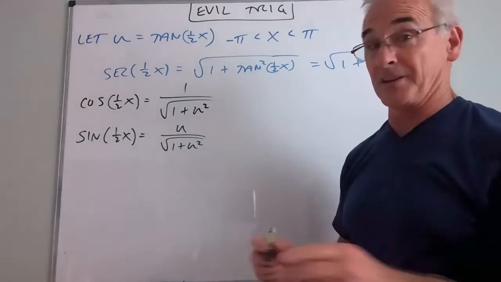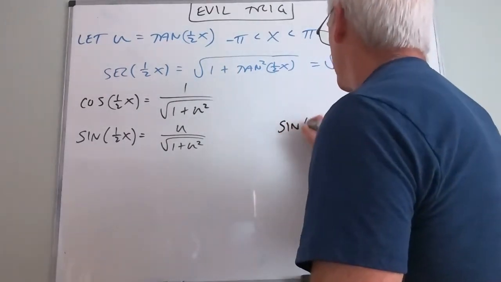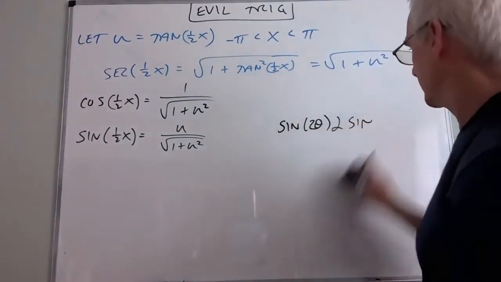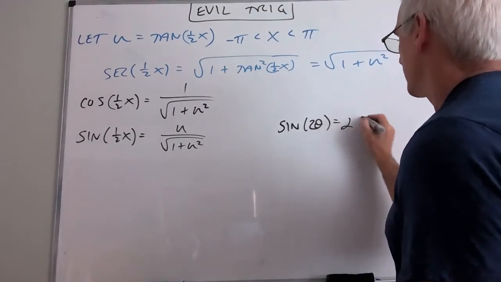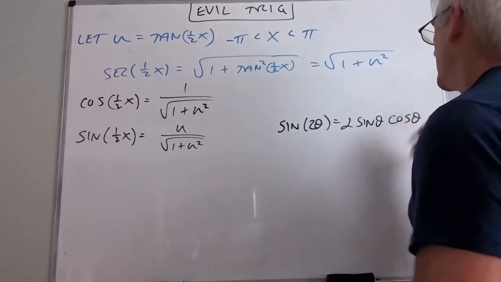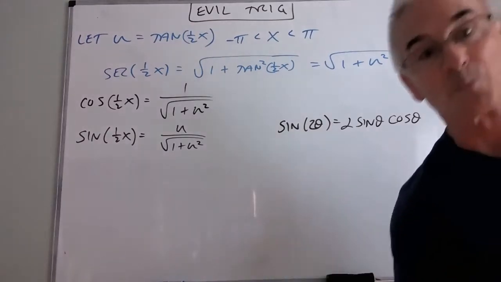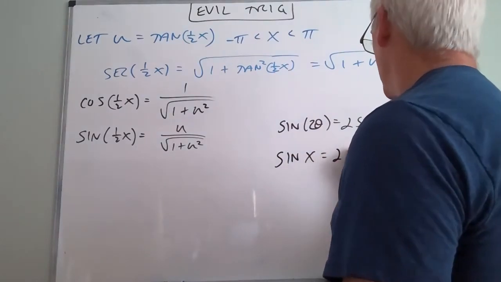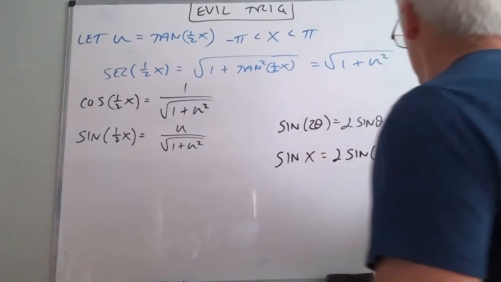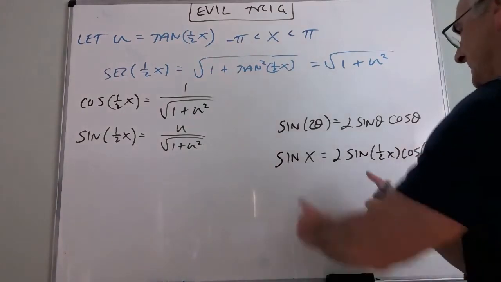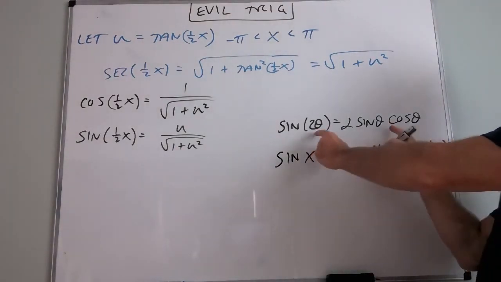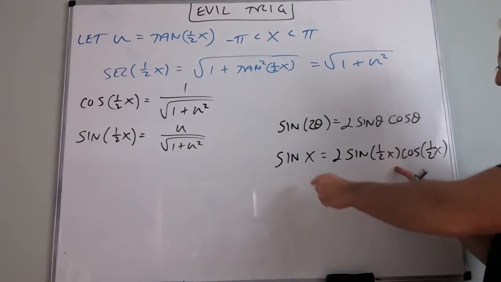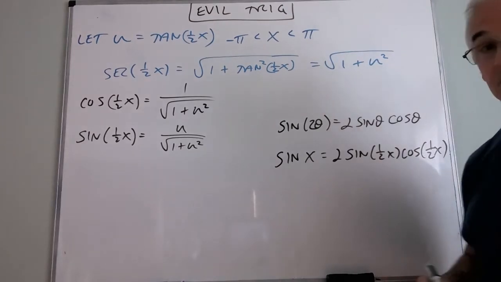Now, let's start with an easy one. What is the sine of 2 theta? 2 sine theta, cosine theta. Okay, so what if my theta is 1/2 x? Then doesn't that mean the sine of x is 2 times the sine of 1/2 x times the cosine of 1/2 x? Does everyone see what I just did there? Is this statement true? If that's true, is this true? Nicole? Yes. So now we figured out a way to write sine x.